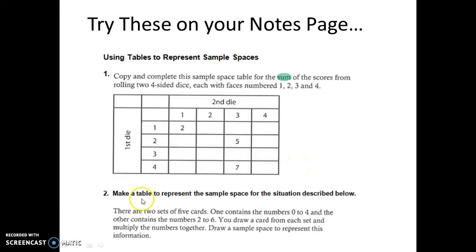Okay, and now it says make a table to represent the sample space for the situation described below. So create a table, something like this, that might be used to show all the possibilities or all the possible outcomes for this experiment here.